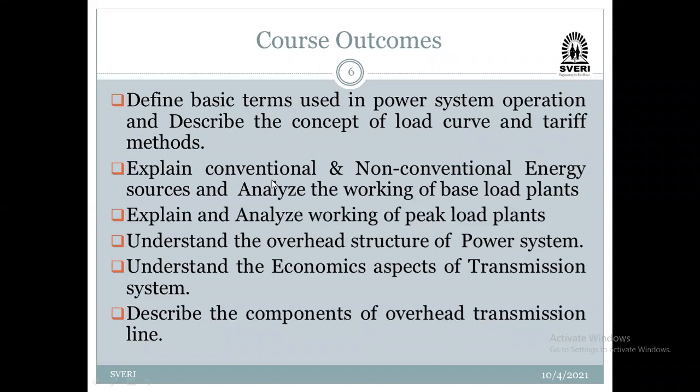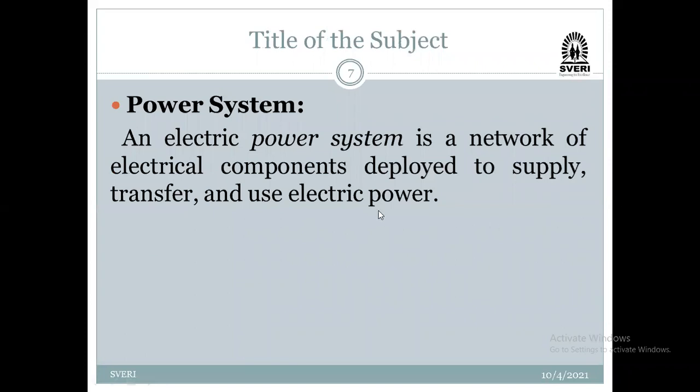And at last, you are easily able to describe the different components of the overhead transmission line. So these are the course outcomes. First we studied the course objective, and then we studied the course outcome of this subject. Now the next part is the title of the subject. Already I have told you the title of our subject.